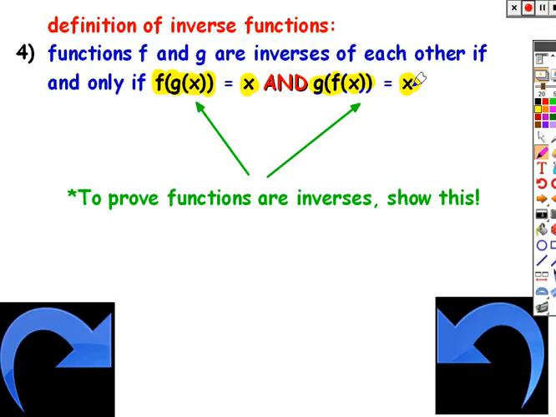So if I want to prove functions are inverses, these are the two things that I need to show. Make sure you need to show both of them. Showing just one of these isn't sufficient to prove that these are actually inverses. And I also don't want to just plug in a number. That would mean that it only works for a specific case. So I want to keep my proof in general and show that if I plug in x to a function and its inverse, I get out x, where x can be any number.